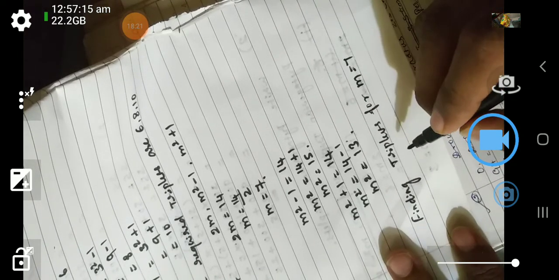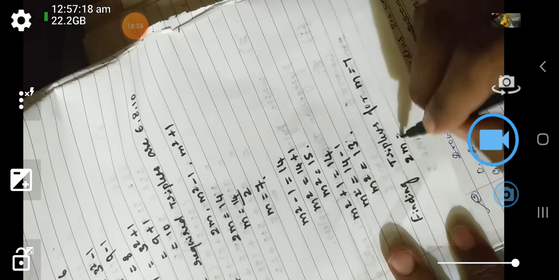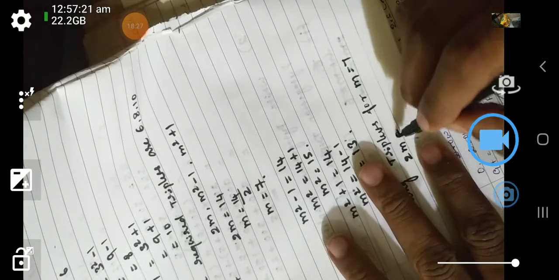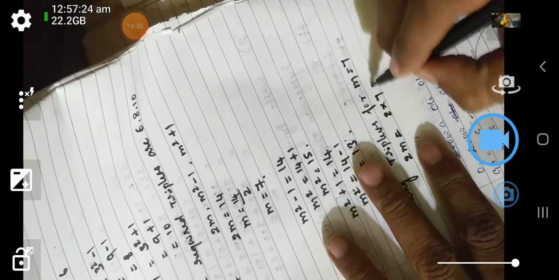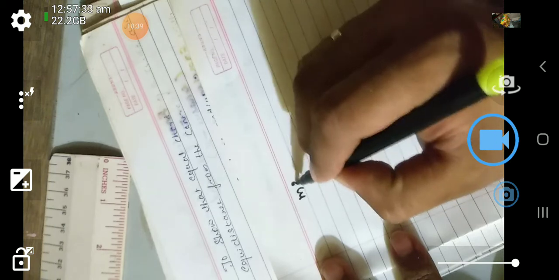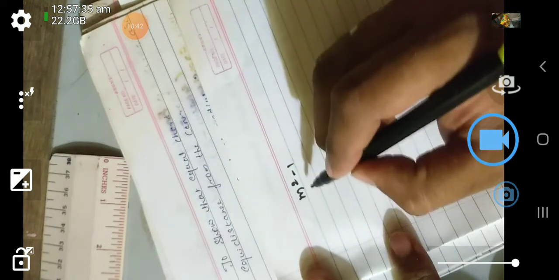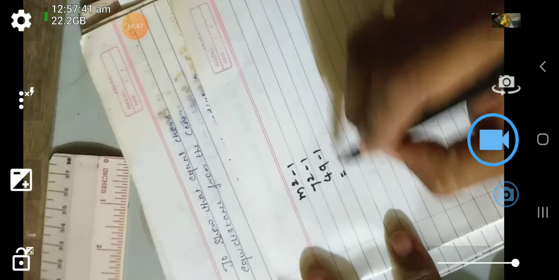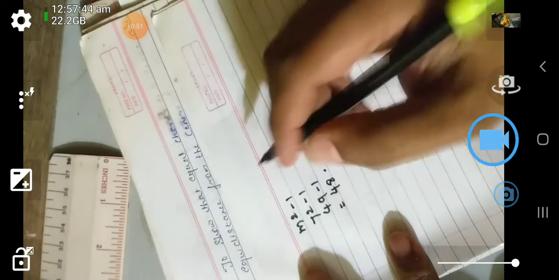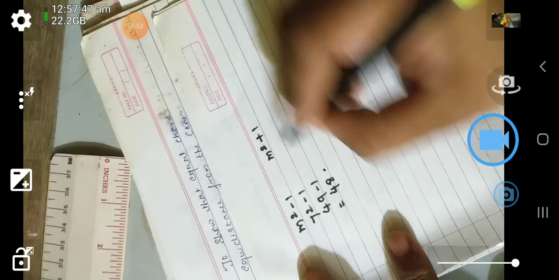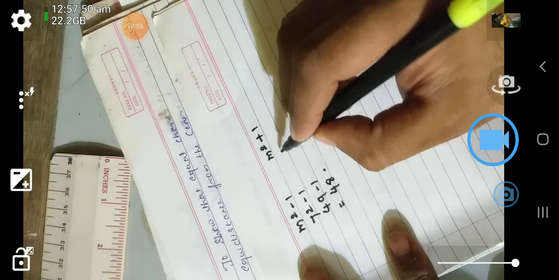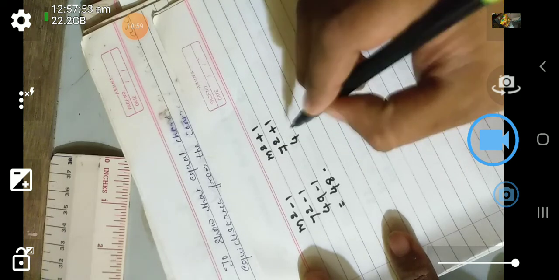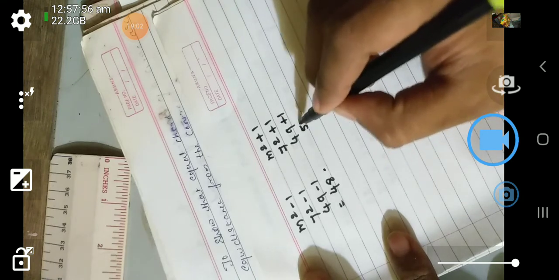So the first one is 2m, which is 2 into 7, equal to 14, correct? And the next one is m square minus 1. m is 7 we have taken, so 7 square minus 1, 49 minus 1, that's equal to 48, correct? And the next one is m square plus 1. So m is 7, I can write 7 square plus 1, 49 plus 1, that's equal to 50.